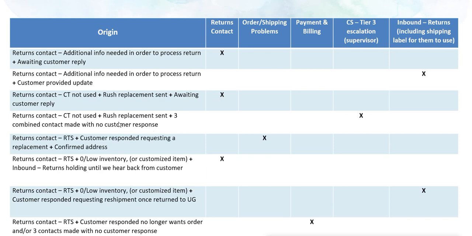If it's in the returns contact group, the call tag's not used, we've sent the rush replacement, we've done the combination of contacts and still no response, you want to escalate it to the CS tier escalation, tier 3 escalation supervisor group. What will happen is you'll put your notation of what happened and what you think the next step should be. So let's say that I reached out to person A, we've contacted them by phone and email multiple times, we've reached the max amount of times to reach out to them so it doesn't become harassment.